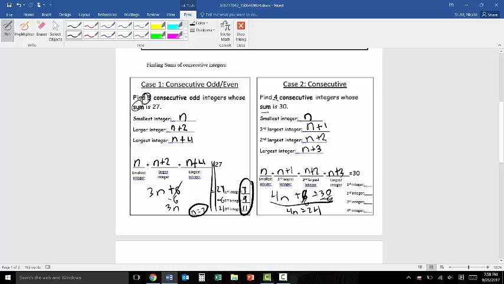So dividing by 4 on both sides, you will get 6 for n. So your first number is 6. One more than that is 7. The next one is 8. The next one is 9. So your 4 numbers are 6, 7, 8, and 9.